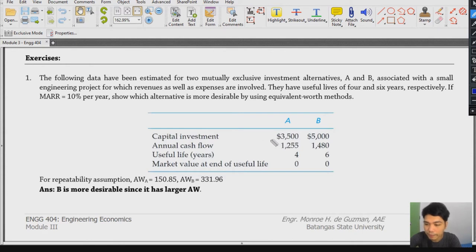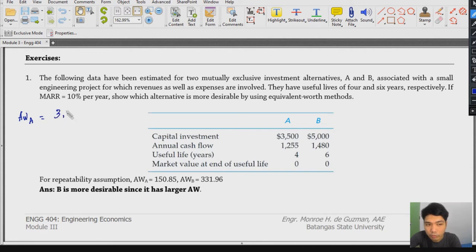So, we assume that this is the profit already. So, we have no useful life for each of them. So, at the end of the useful life, we have no salvage value, no market value, so therefore our annual worth per A would be this capital investment.